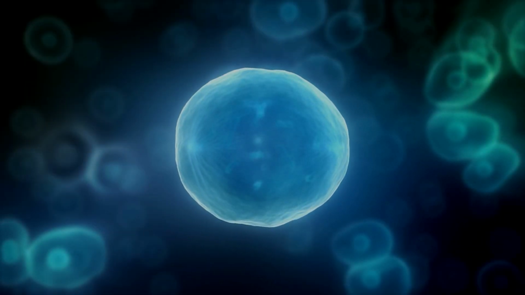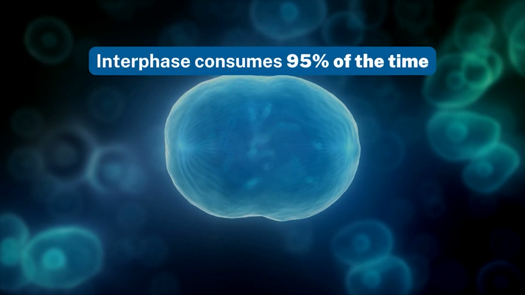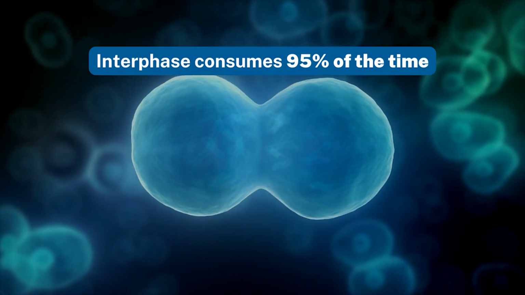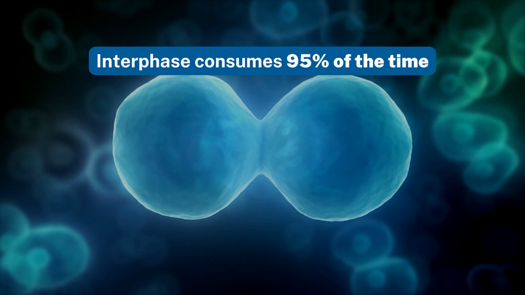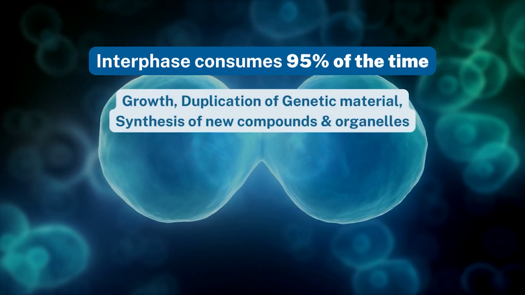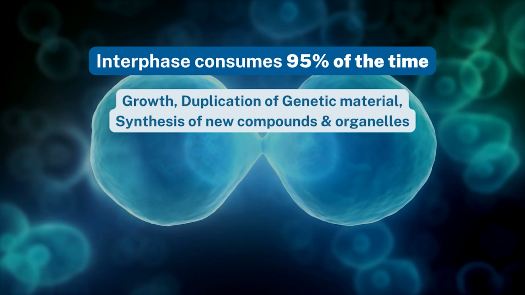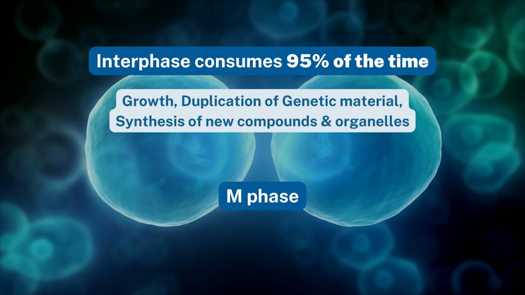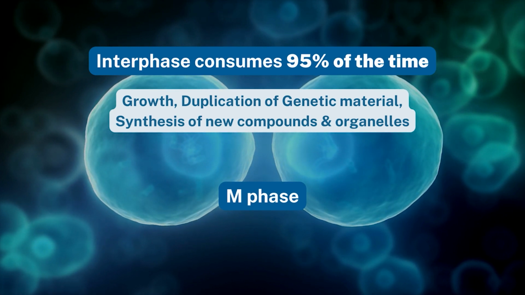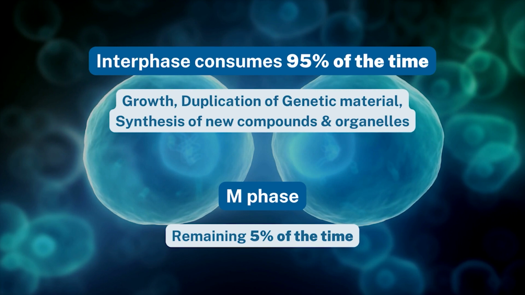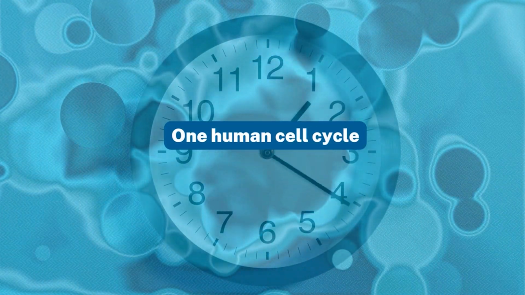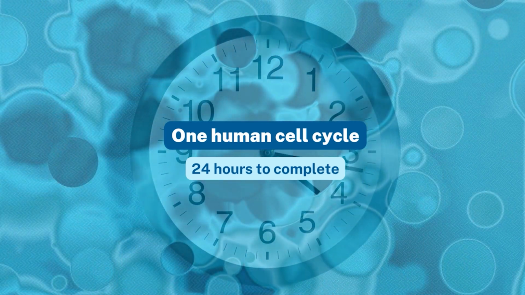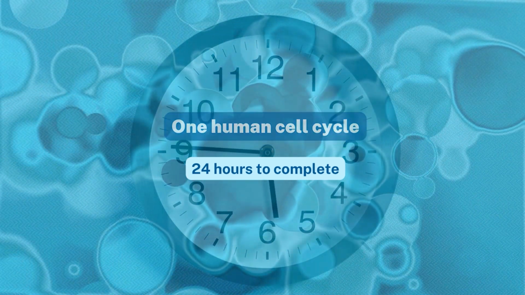You will be amazed to learn that the interphase consumes 95% of the time it takes for one cell cycle to complete. That's because during the interphase, all the necessary functions like growth, duplication of genetic material, synthesis of new compounds, and organelles occur. And the M phase, which is the part of the cycle when new cells are formed, only takes up the remaining 5% of the time. One human cell cycle takes roughly 24 hours to complete. However, this duration can vary depending on the organism and cell type.